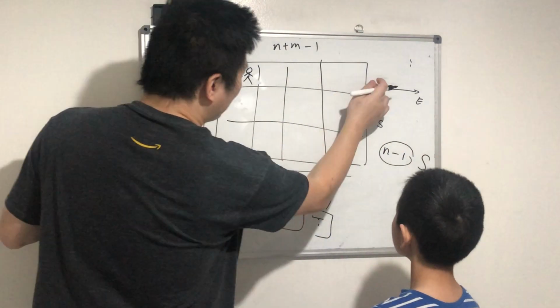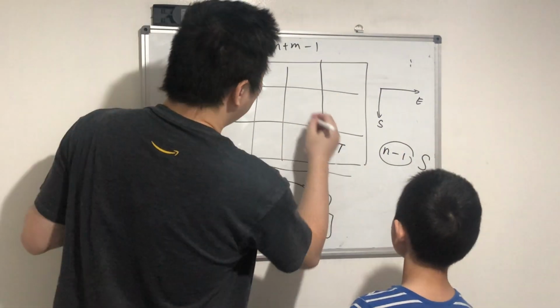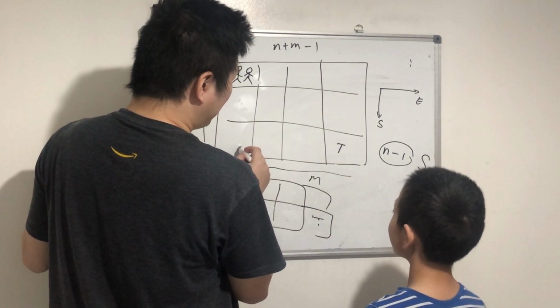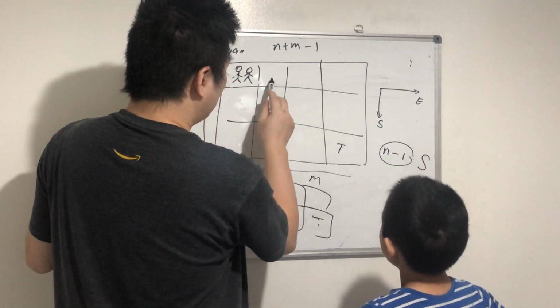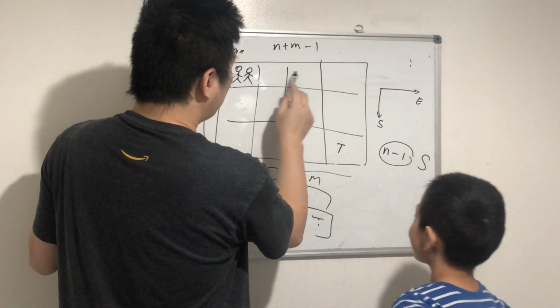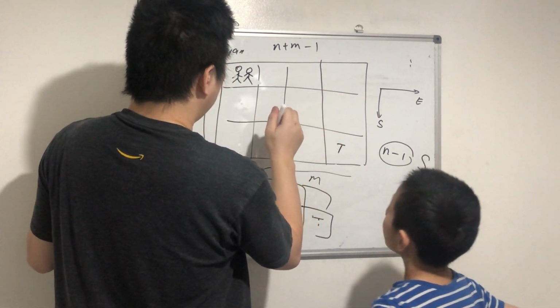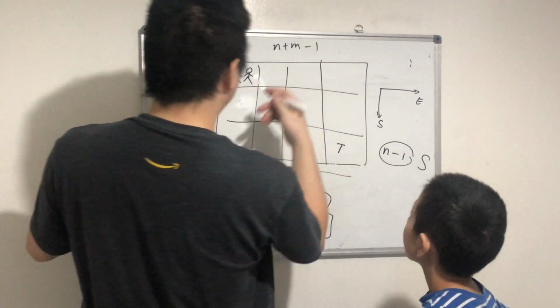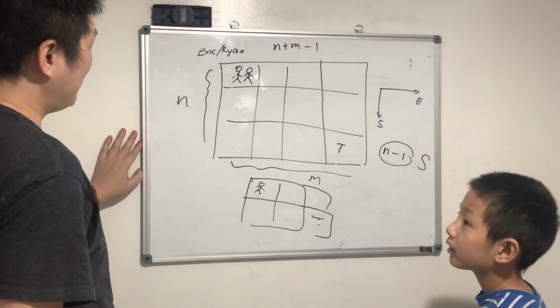Are you going to the north? You need how many? 3. That's east, which is m minus 1. 1, 2, 3. Okay, so 1, 2, 3, yeah. Okay, why is it m plus m minus 1?